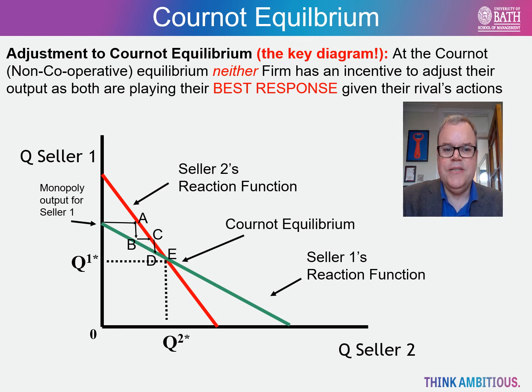Okay, so this is the key diagram that you really need to remember if you're considering Cournot, and it shows the adjustment to a Cournot equilibrium. So you can see where seller 1's reaction function, recall that as the green line, crosses the vertical axis, and this is the monopoly output for seller 1, and at this point seller 2 is producing nothing. At point A, on seller 2's reaction function, which is the red line, seller 2 enters the market.